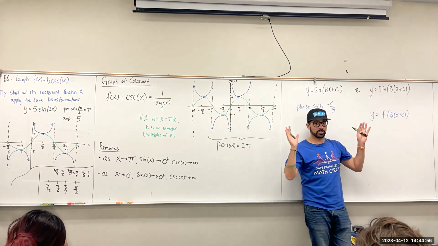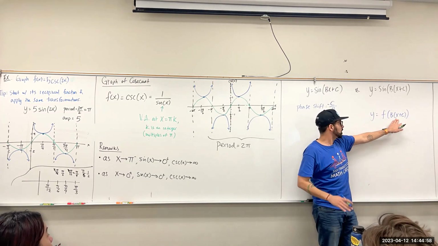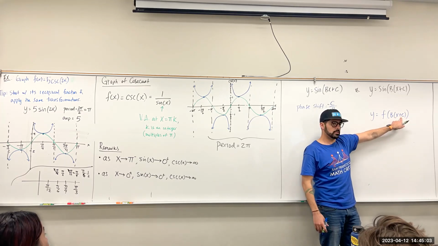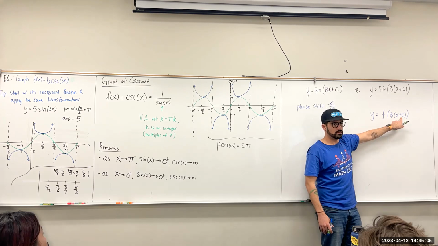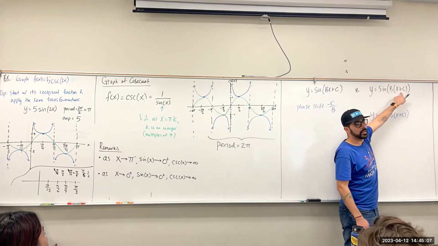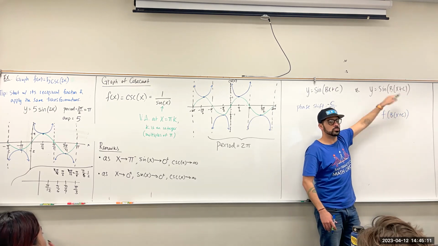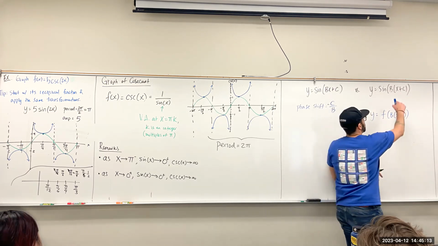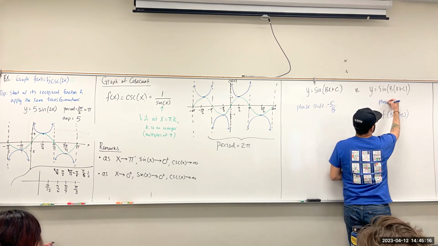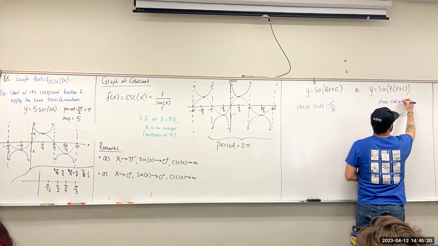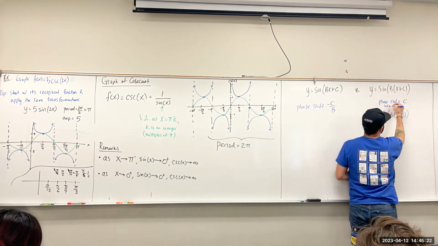Without trig, like any function, whatever function I'm doing the transformation with, what's the shift? C. So in this case, I'm using this notation because it aligns with function transformation notation. So here, the phase shift is C. You shift left in this case.